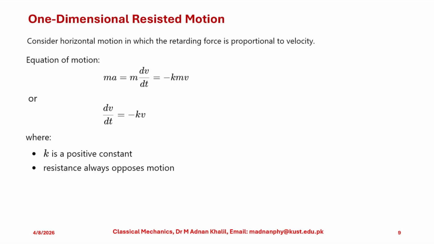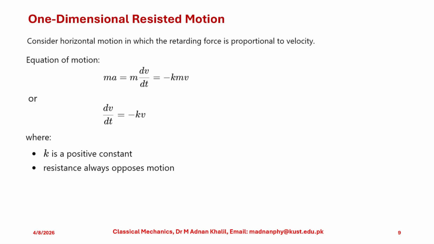Now we simplify the problem and move to a one-dimensional horizontal motion with a retarding force proportional to velocity. This is the simplest mathematical model of resisted motion. Newton's second law is written as ma equals m dv by dt, which is also equal to minus k m times v. The term dv by dt means rate of change of velocity with time, which is acceleration, and this minus sign again tells us that the force opposes the motion.